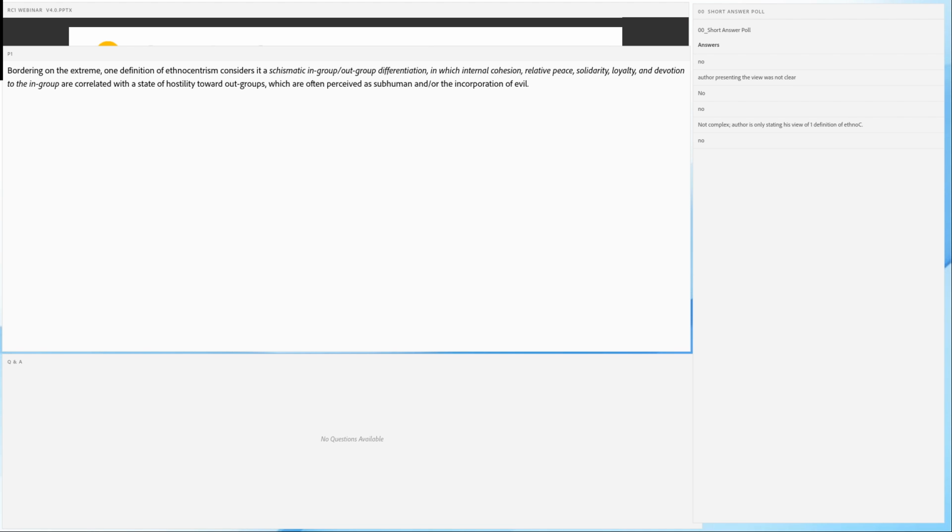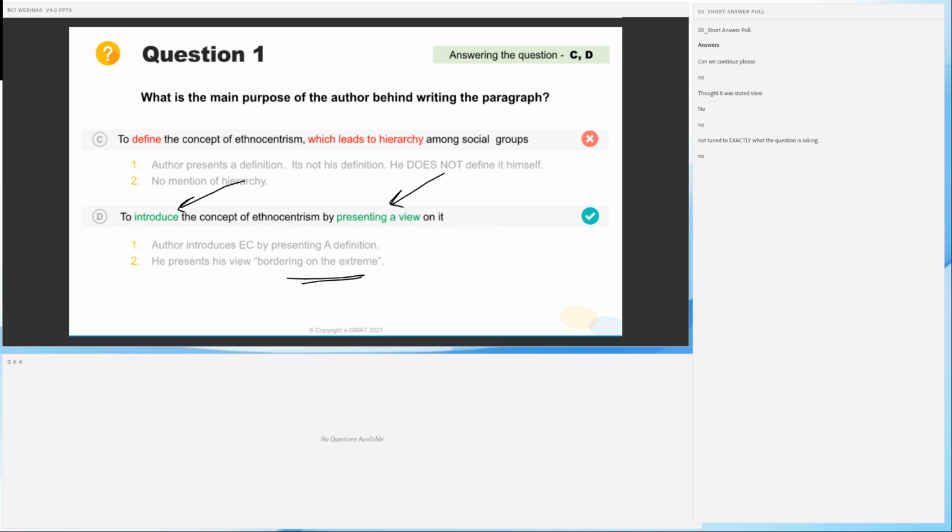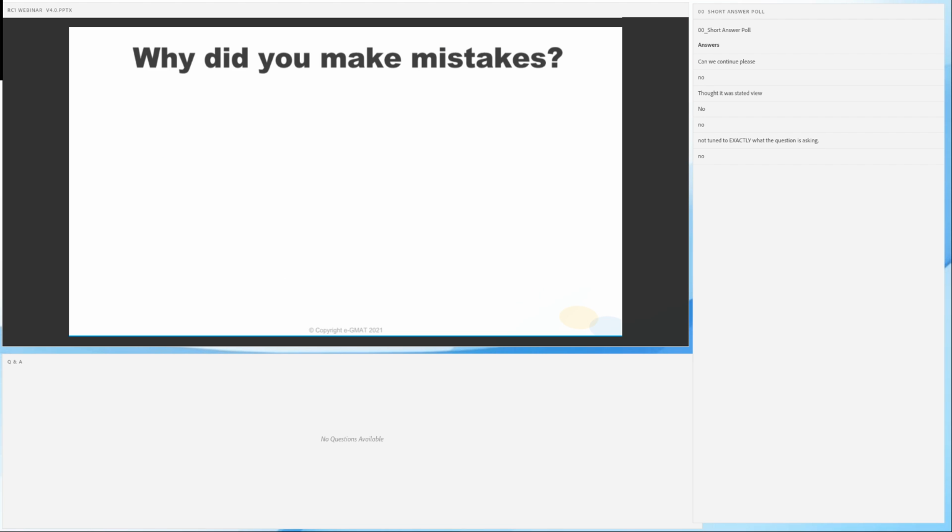Author presenting his view was not clear. Why was it not clear? Was it not clear because you weren't careful? Or was it not clear because one definition of EC is something that you couldn't understand as authoring, that the author is presenting someone's view, not his view? Okay. Again, think about it. All right.